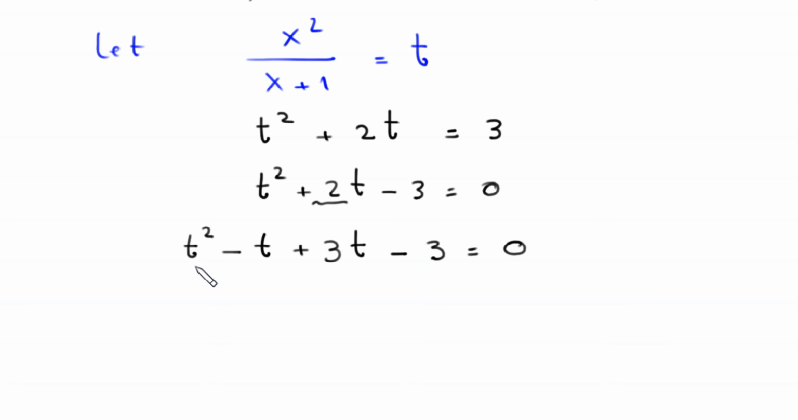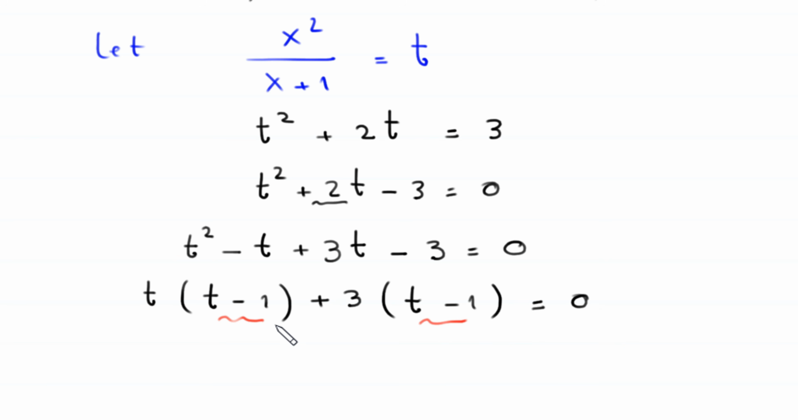From these two terms we can factor out t, in bracket left t minus 1. From these two terms we can factor out plus 3, in bracket left t minus 1 is equal to 0. As you can see, this expression t minus 1 is a common factor, so we factor out this t minus 1, and in bracket left this t and this plus 3. In bracket left, t plus 3 is equal to 0.